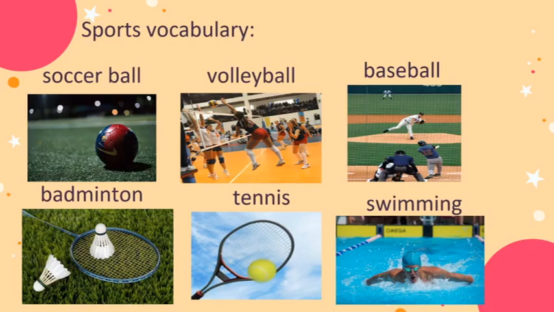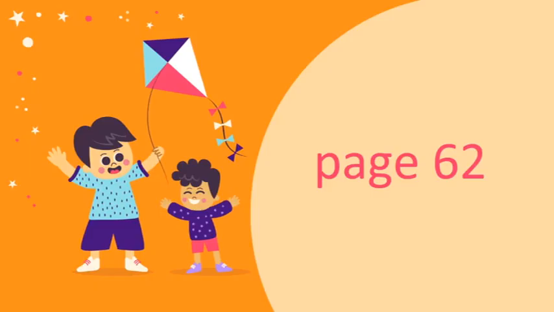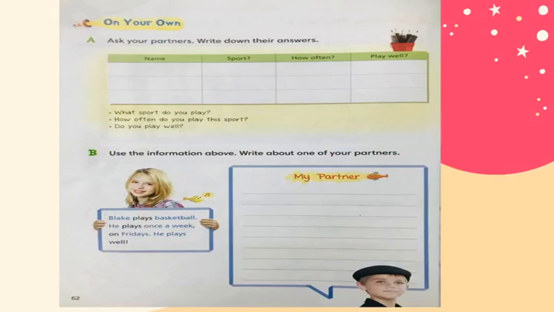Okay, so right now let's move to page 62 in our book. Here teacher has 2 exercises that you need to do. Exercise A is ask your partner and write down the answer. And B, you need to use the information to write about one of your partners. Before we start, teacher wants you to look at exercise A first. Ask your partner. As you know, we study online, right?